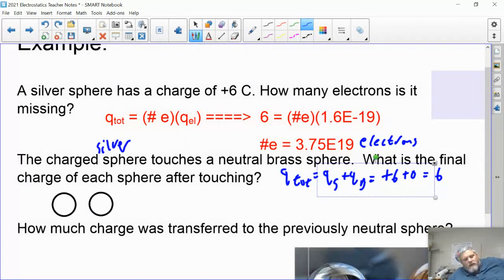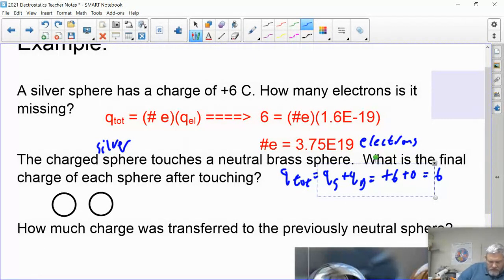So when they touch, the silver one is missing a bunch of electrons, and it wants them. So when it touches the brass, the electrons in the brass sphere are going to move. Some of them are going to move over into the silver sphere and spread out, and they're going to keep spreading out until everything kind of balances. And since the total amount of charge has to stay the same, the charge will still be 6.